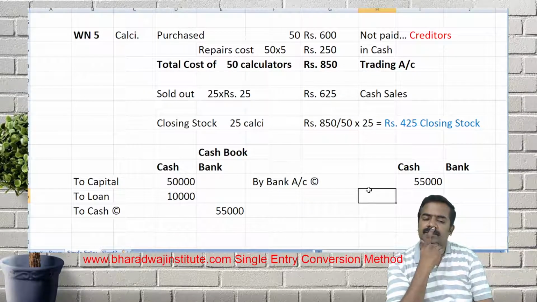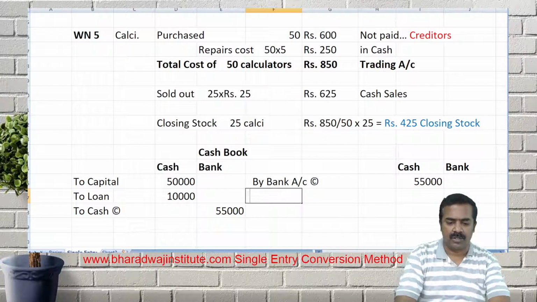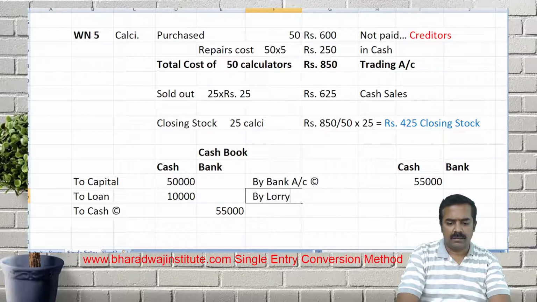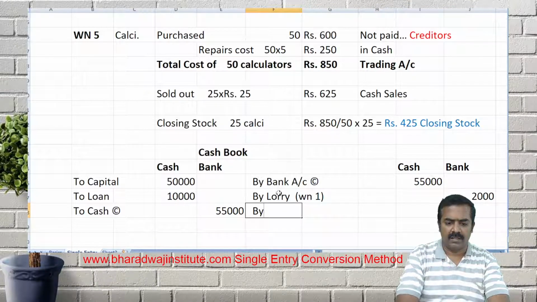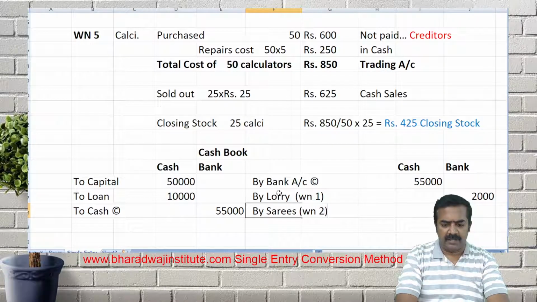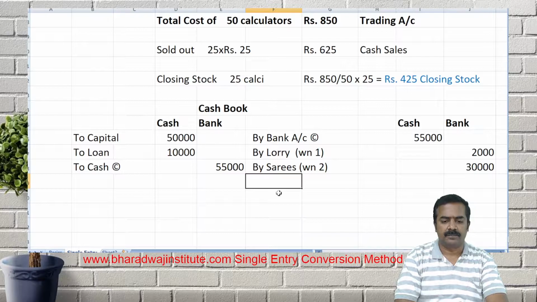Then, check the working notes. Check the working note. Look at working note 1. Lorry 2,000. Lorry paid by check, 2,000. Then by sarees paid by check. How much have we paid? 30,000. Not full, we have paid only 30,000. That paid amount will come.